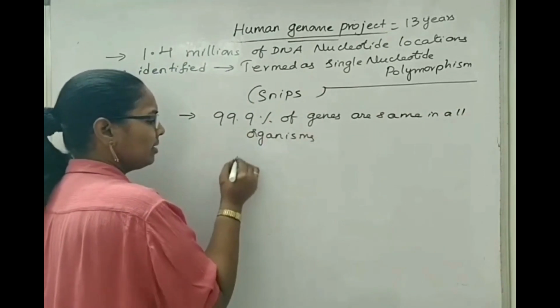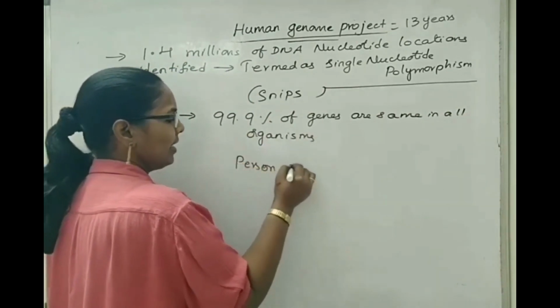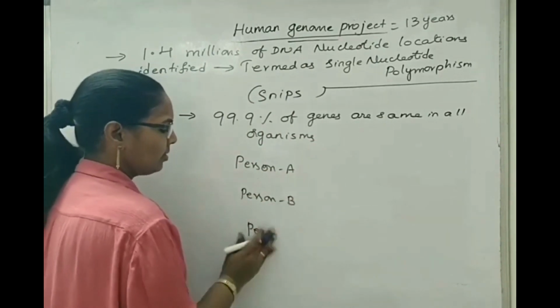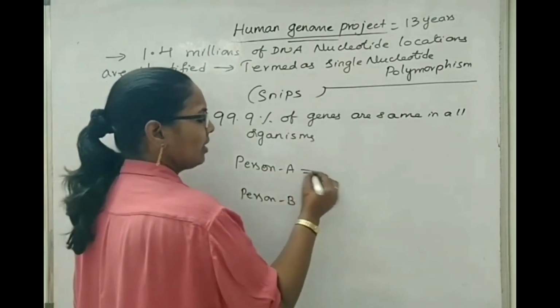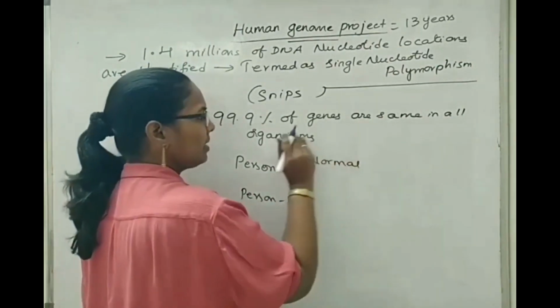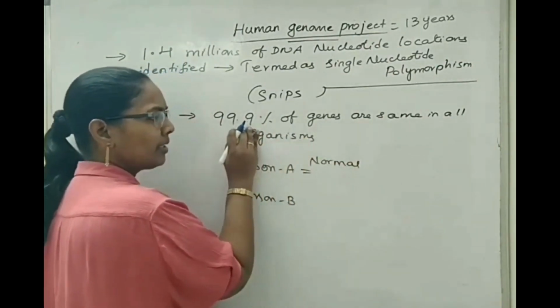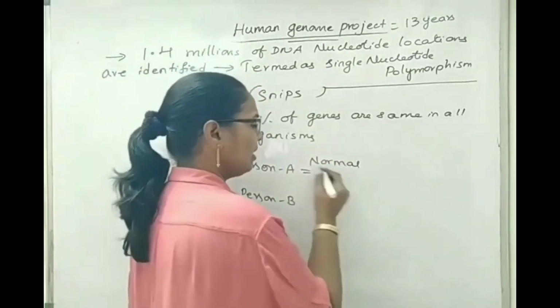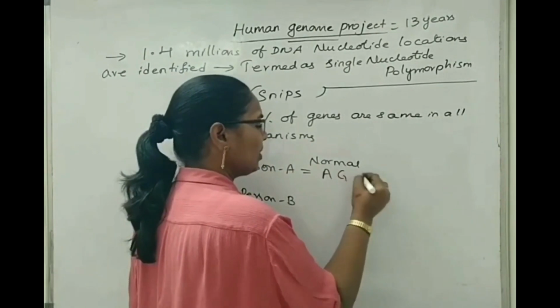Suppose there is a person A and a person B. We'll take two persons, that is enough. His body has the normal gene sequence that is common in all this 99.9% of gene sequence, which is equal to that of a normal healthy living organism. So his body has a gene sequence like this.